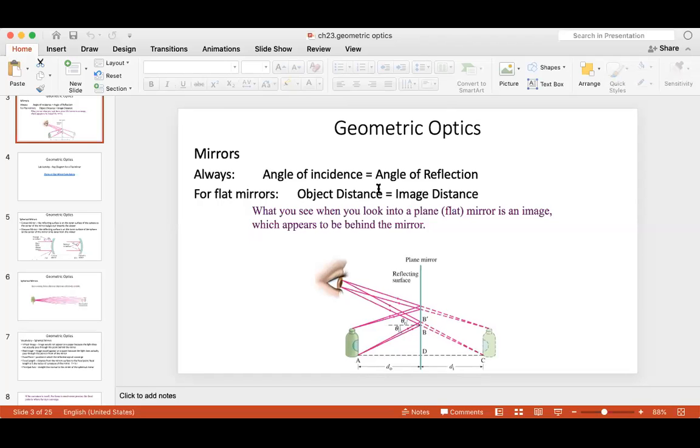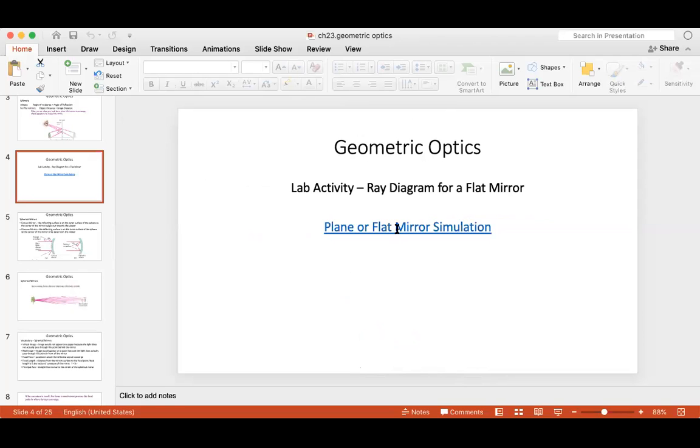All right. We left off yesterday talking about mirrors and the angle of incidence versus the angle of reflection, and this idea of what an object is and what an image is. So we're going to start with a simple little simulation about that.